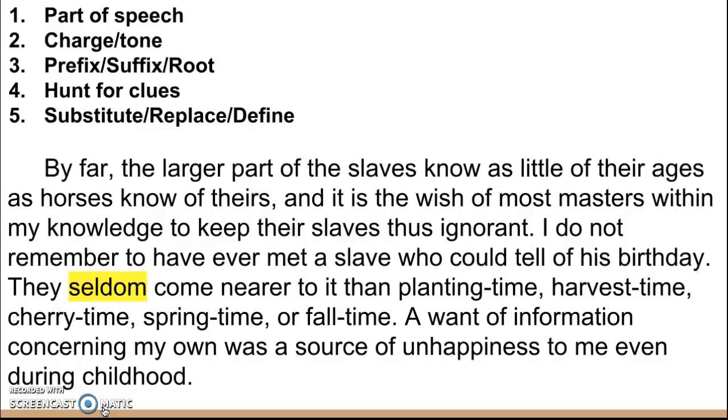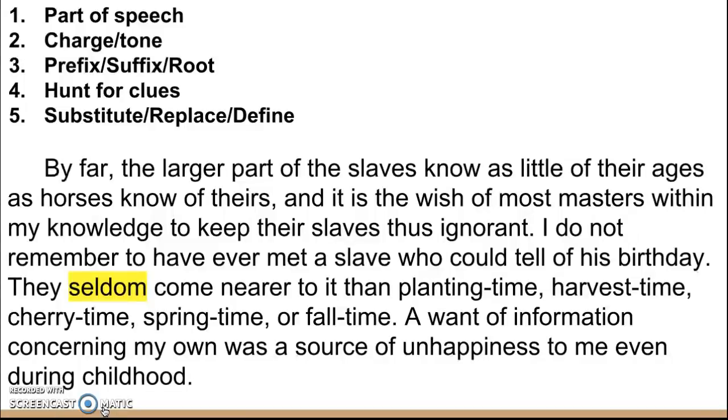Now we are looking for clues. Looking over our whole thing, reading the sentence before, the sentence containing, and the sentence after. And I'm seeing, okay, wanting information. I do not remember who could tell of his birthday. They seldom come nearer to it than to specific times. I'm going to go ahead and expand to the first sentence as well. The larger part of slaves know as little of their ages as horses know of theirs. It is the wish of most masters within my knowledge to keep their slaves thus ignorant. So I know that ignorant means like not knowing. So they seldom come nearer to it.